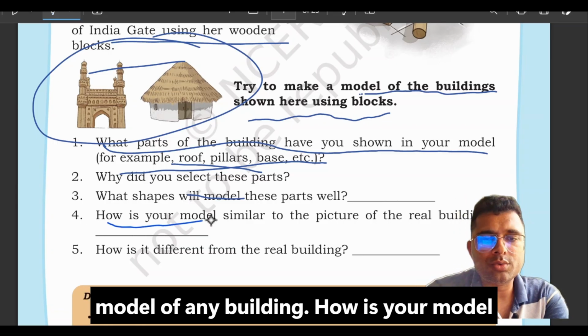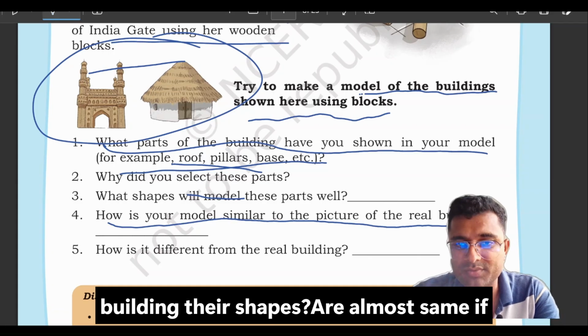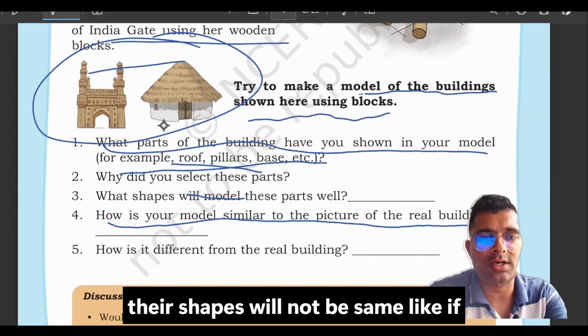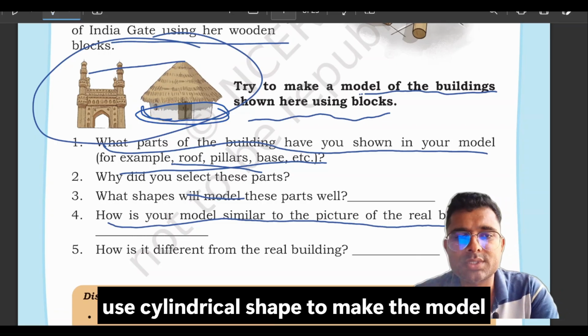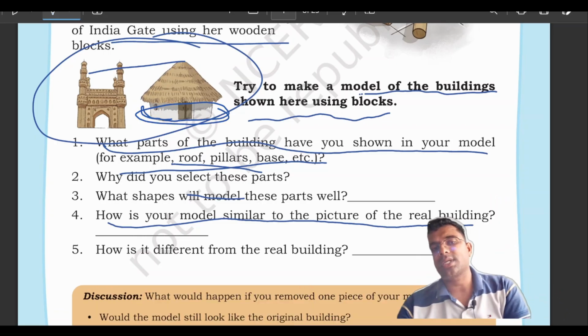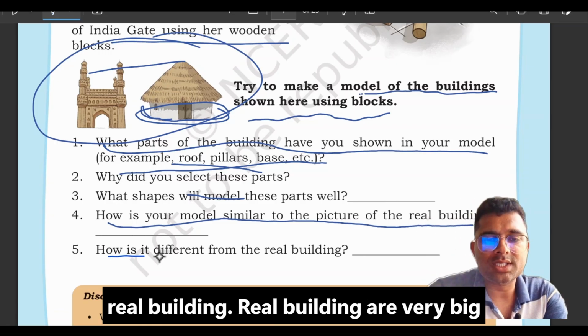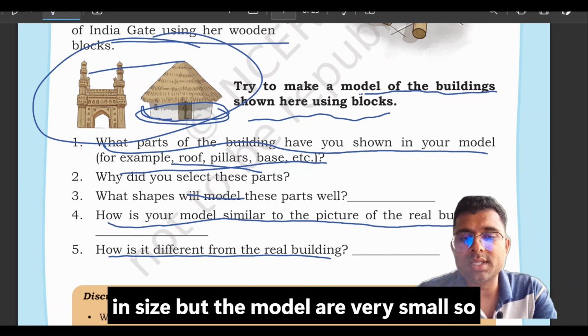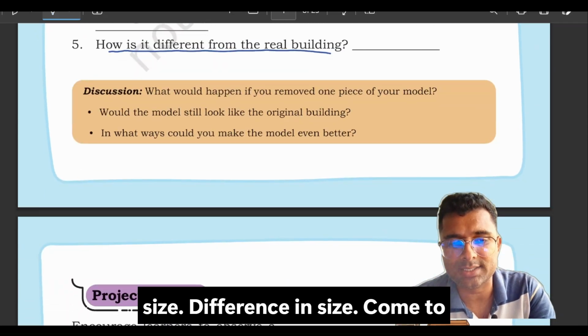How is your model similar to the picture of the real building? Their shapes are almost the same. If their shapes are not the same, for example if the side is curved, you will use a cylindrical shape to make the model. If you use rectangular blocks, it will not look the same. How is it different from the real building? Real buildings are very big in size, but the model is very small. So this is the difference: they differ in size.